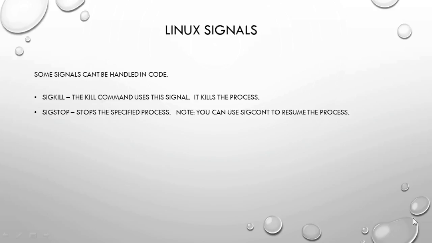Now, some signals can't be handled in code, and the reason for that is because the kernel's handling them and not the code itself. You have SIGKILL, which is similar to a -9. This kills the process. It's a harsh kill. It's not a very nice way to stop a program, but sometimes you have to. You have SIGSTOP, which stops the specified process. Note, you can use SIGCONT to resume the process, which is a different signal number.